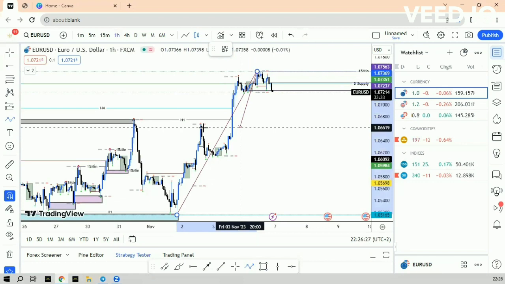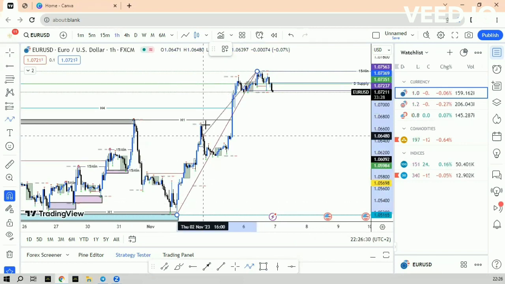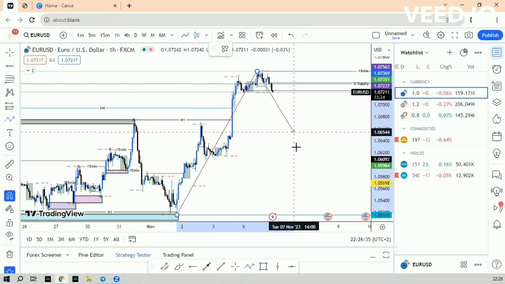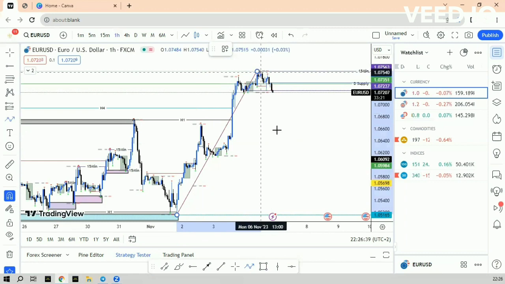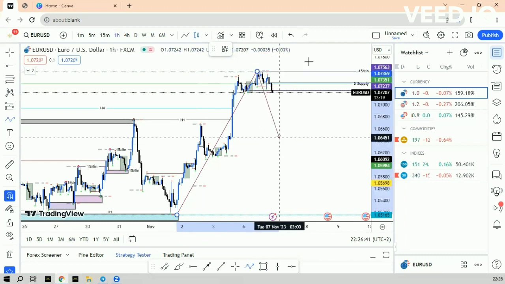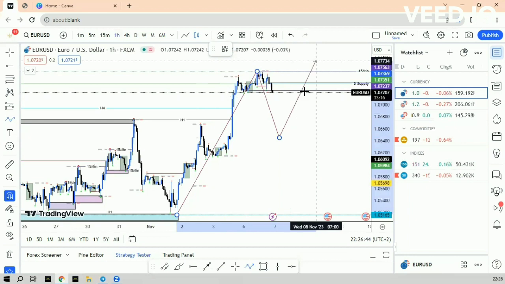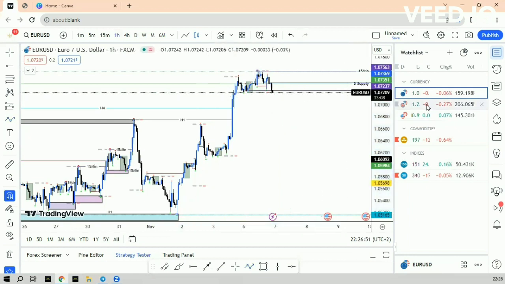We don't know where price might fall to. We have this demand here. We have a smaller unit demand here. Price currently is on a retracement, so we will be looking to buy, to go long based on the 15 minutes range. Let's jump into Pound USD.